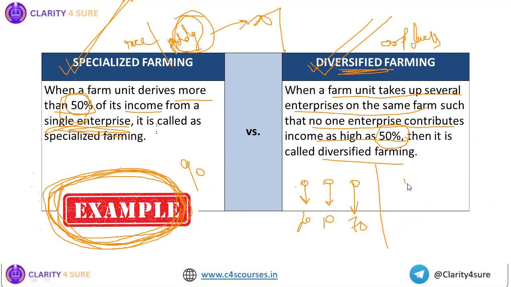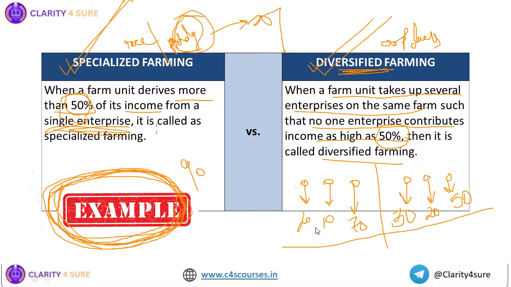Then another type of farm, again, there are three components. So this component contributes 30%. Then the second component contributes 20%. And the third contributes 50%. Okay. Now these are the two scenarios.